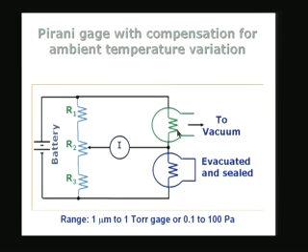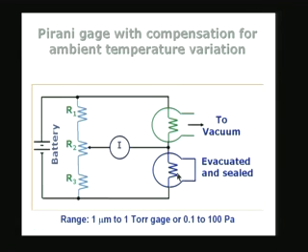What we have are two elements. This is resistive element 1, this is resistive element 2. The first one, shown in green color here, is in communication with the vacuum whose pressure I want to measure, and the second one is a compensating resistance which is put inside a sealed vessel, evacuated and sealed to a very low pressure, very high vacuum. Therefore, the evacuated and sealed gauge will not respond to a change in pressure, because there is no change in pressure here.